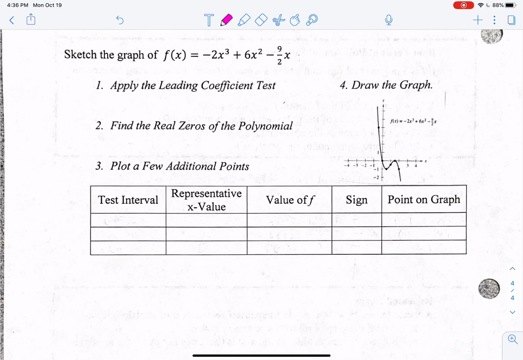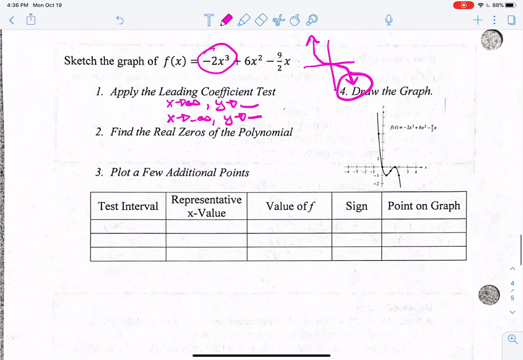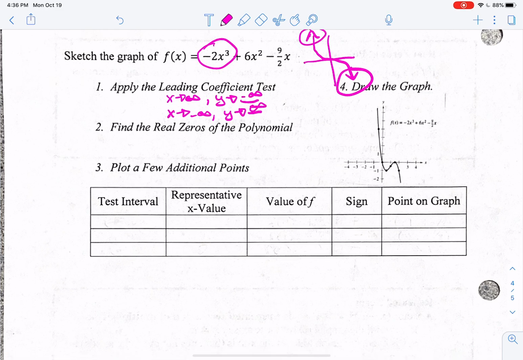Sketch the graph. So the leading coefficient test, x goes to infinity, y goes to blank, x goes to negative infinity, y goes to blank. Okay, so this is a negative 2x to the 3rd power. Normally x to the 3rd power does that little S, but now he's going down this direction. So he's going negative as he goes to the right, so negative infinity here. And as he goes to the left, he's going toward positive infinity there. So that's my leading coefficient test.